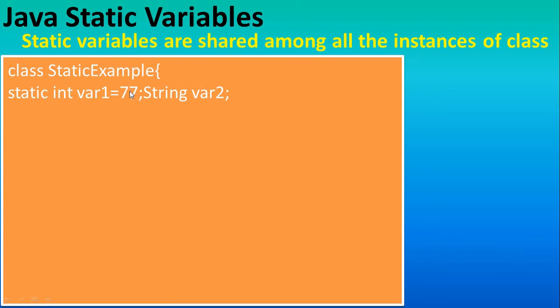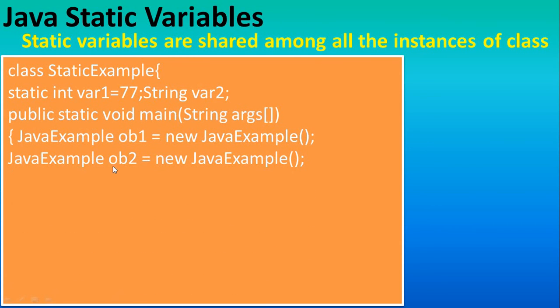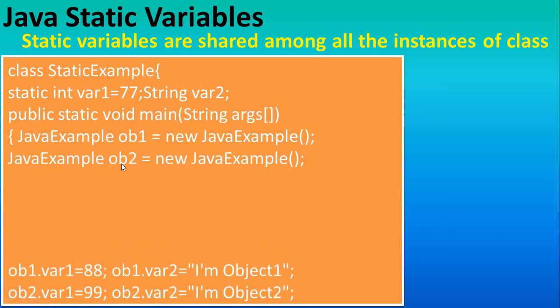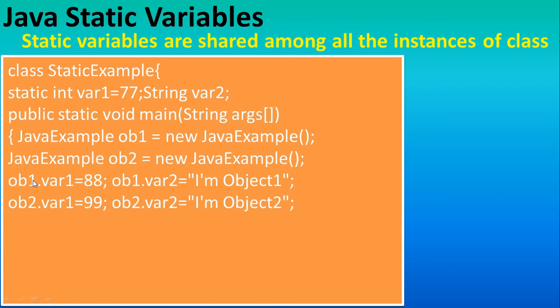So whatever changes you do here will be shared by the objects you create, and whatever changes you do here will not be shared. How? We will see. In the main method, if you are creating 2 objects and your statement is object 1 value 88, object 2, here the value is changed, so that changed value will be shared. And here in the non-static we have variable 2, I am object 1, variable 2, object 2.